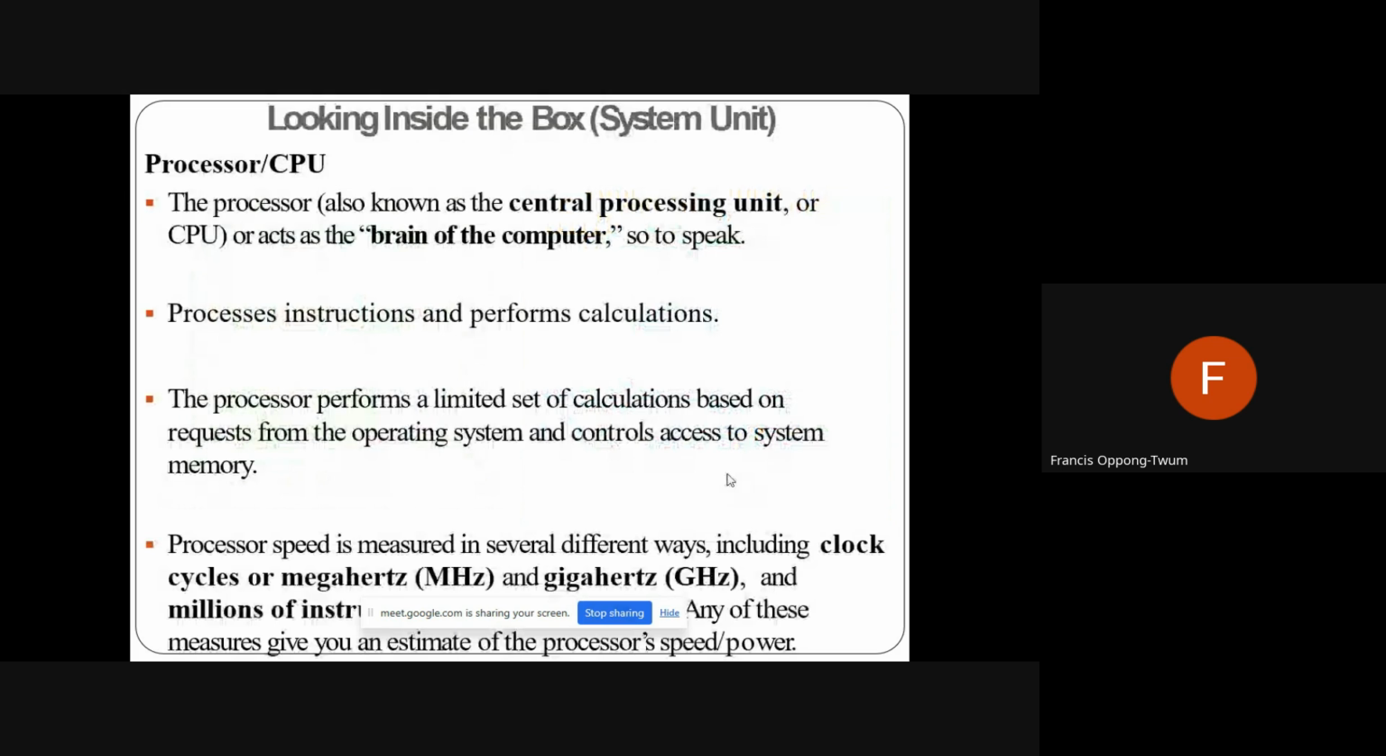Okay, that is good. Then, when you also look inside the system unit, another component that we were able to identify, and I think somebody mentioned it, is the processor. The processor is also one of the components.